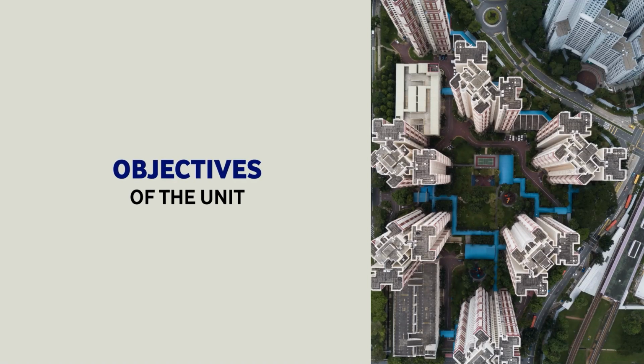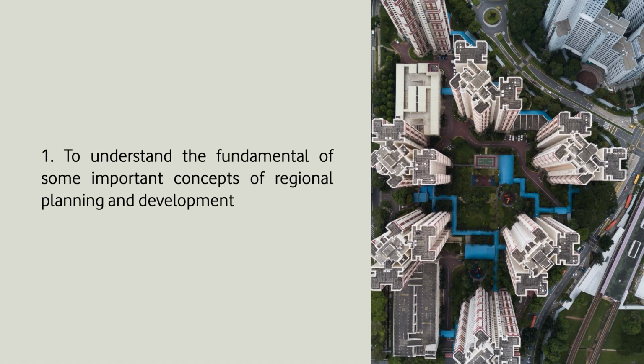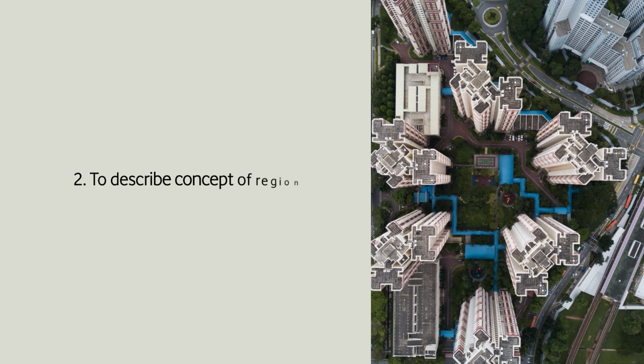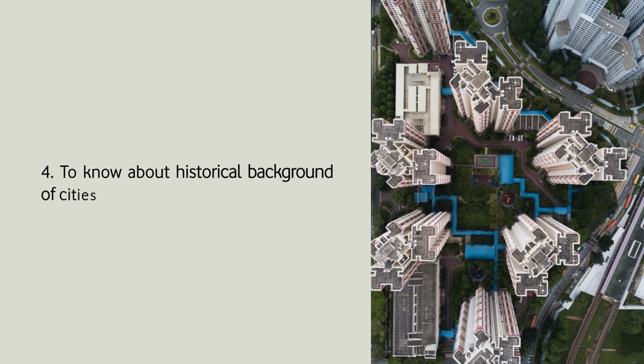So, the objectives of the unit are to understand the fundamentals of some important concepts of regional planning and development. Then we will talk about the concept of a region. Then to appreciate urban and rural settlements, regional planning and development theories. And last, to know about the historical background of cities.